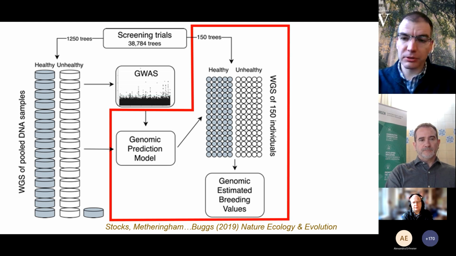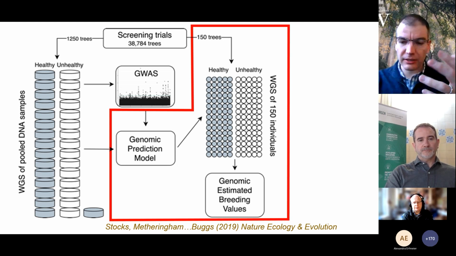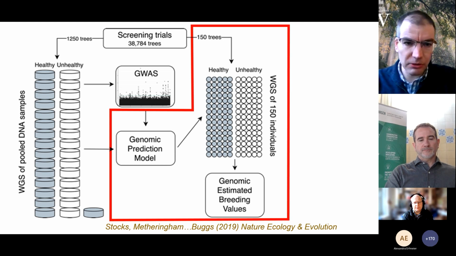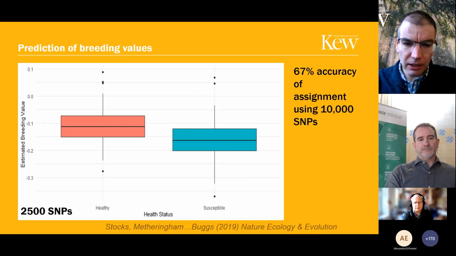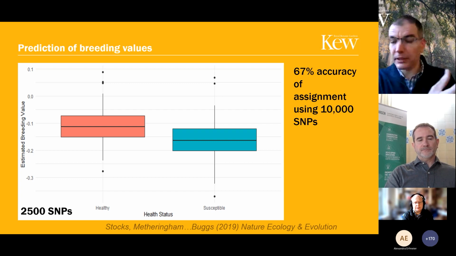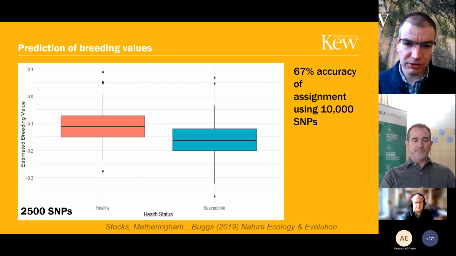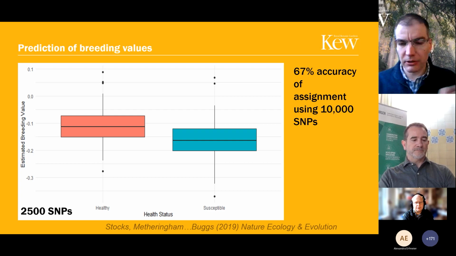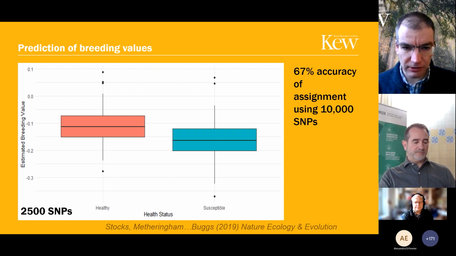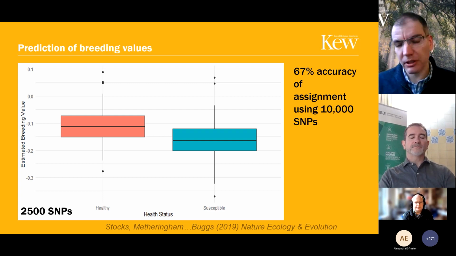We then used a genomic prediction approach to see if we could predict the health of a tree based on its genome sequence. And when we looked at a group of trees that hadn't been included in the original GWAS, we had 67% accuracy of assignment to healthy versus unhealthy statuses. And so the genomic prediction was working reasonably well.